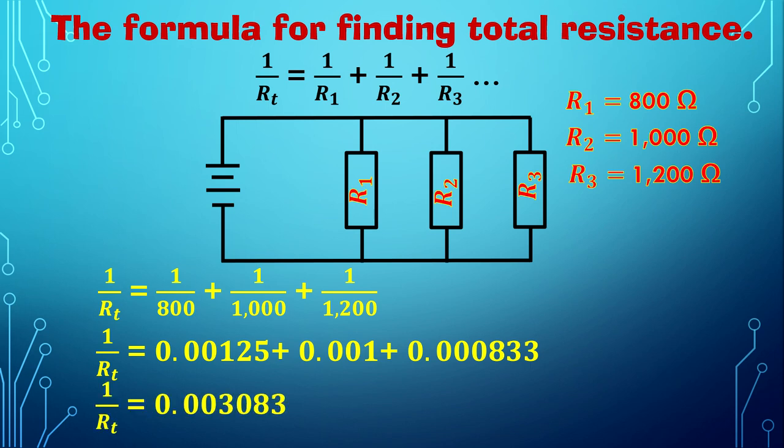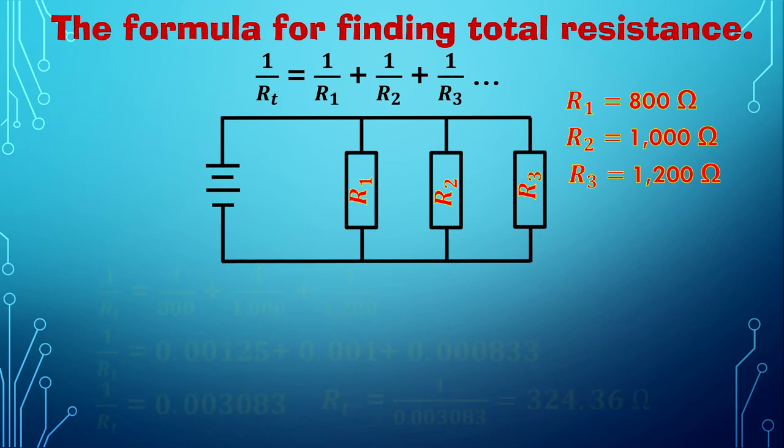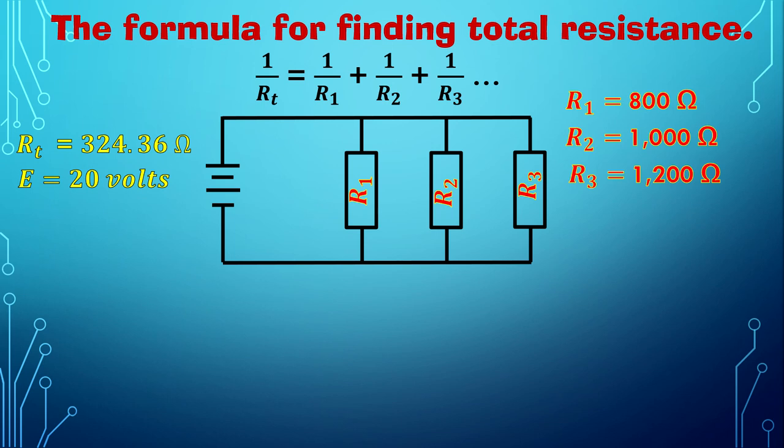All right, when we add those together, we get 0.003083. Now we're going to take 1 divided by that number. Put 1 over the number, or 1 divided by that. And we get 324.36 ohms, rounded off to the nearest hundredth. Okay, so I've got my total resistance of 324.36 ohms, and I've got 20 volts.